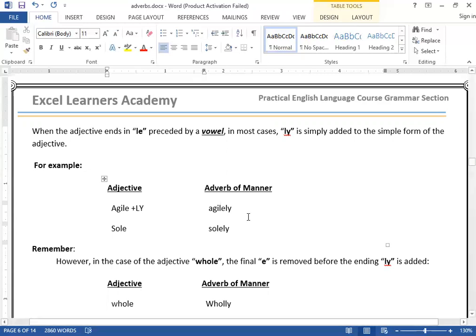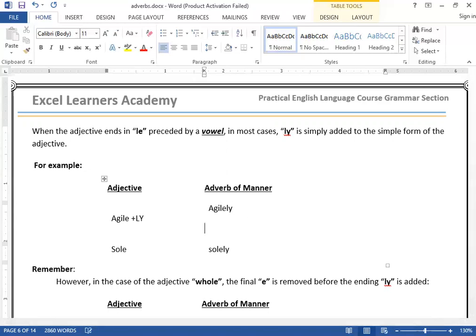Before we study this rule, if there is an adjective like simple, it ends with LE. But before LE, what is there? P. P is a consonant. What will we do? We will remove LE, and we will just change it into Y. Simply. We will not add E, we will put Y.